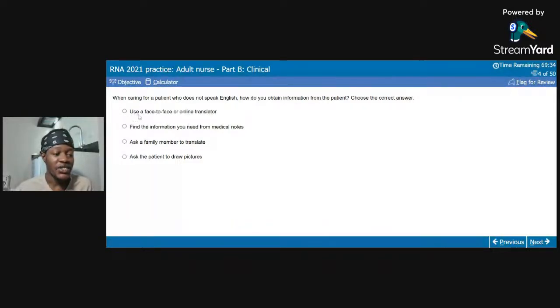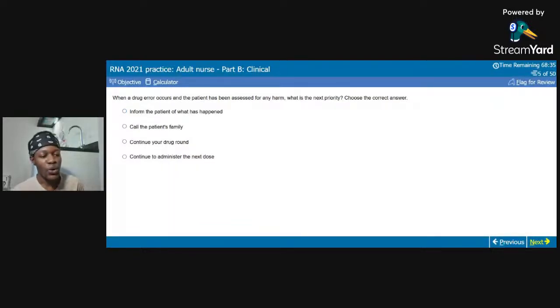So the first option here says use a face-to-face or online translator. Find the information you need from medical notes. Ask a family member to translate. Ask the patient to draw pictures. So the first thing is it's a no to the family members because yes, they may be related, but your patient still has a right to their privacy. And worst case scenario, probably a husband is HIV positive but does not want the wife to know. You can't ask the wife to come and translate for you. So our best option here is to use a face-to-face or online translator. Some people have nurses who are bilingual or polyglot that understand different languages that may be able to translate for you.